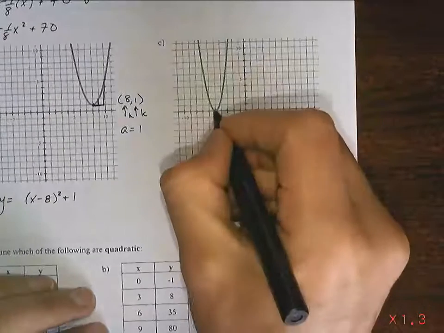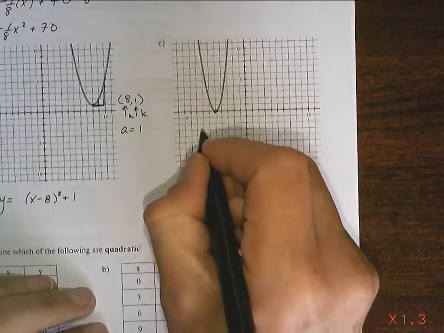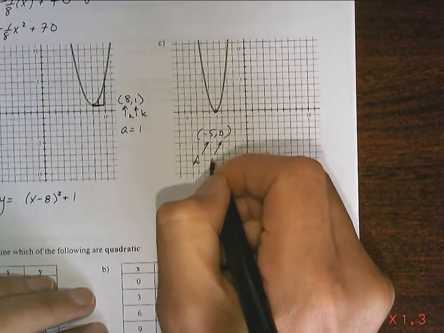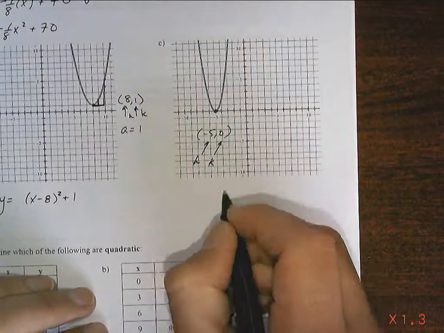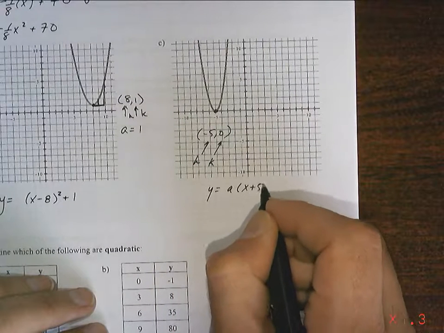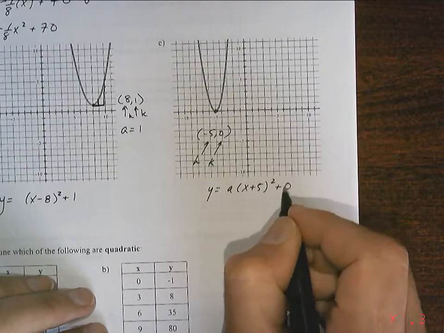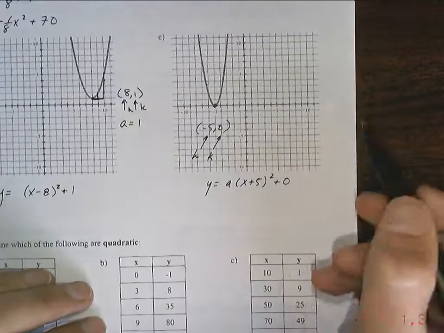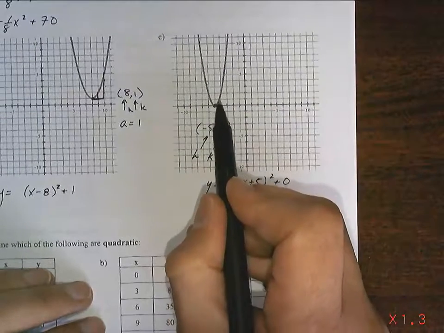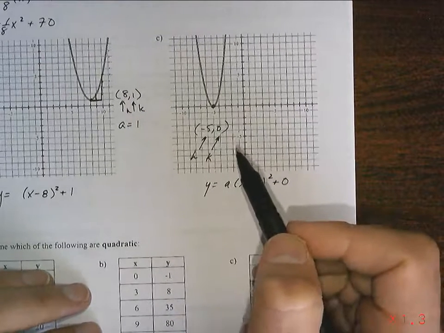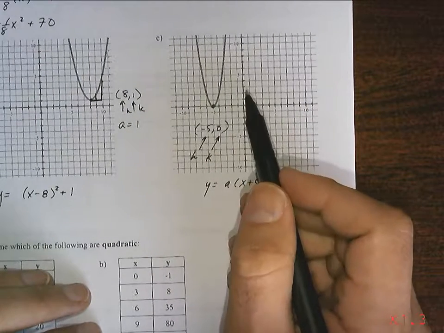Okie dokie, so vertex here looks like is negative 5, 0. So that's my h, that's my k. So at the very least, I'm looking at y equals a times x plus 5 squared plus 0. Now, there's no point in putting that in. I won't have that next time. Now, my a value, over 1, up 1, is not working. I really don't have a lot of patience in trying to figure it out by looking at the graph.